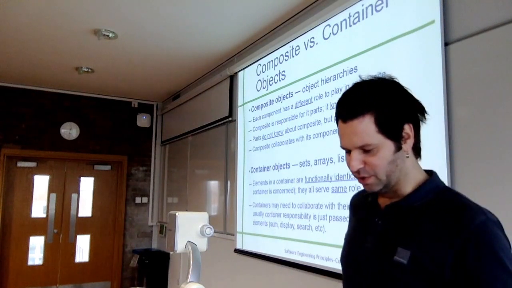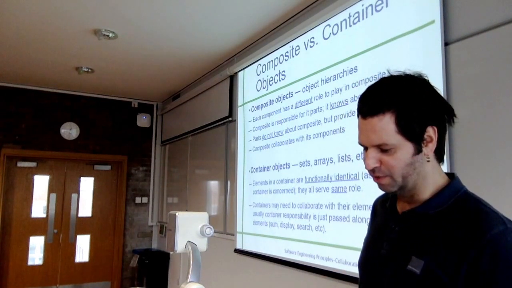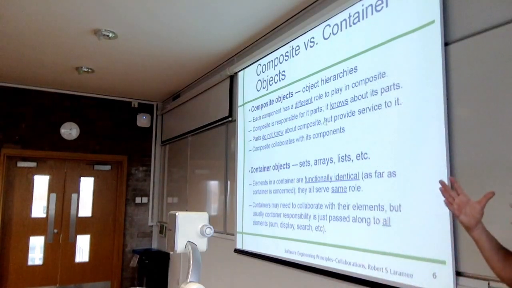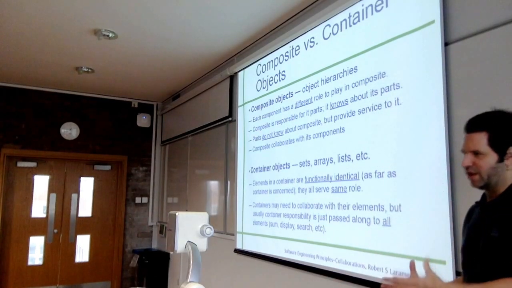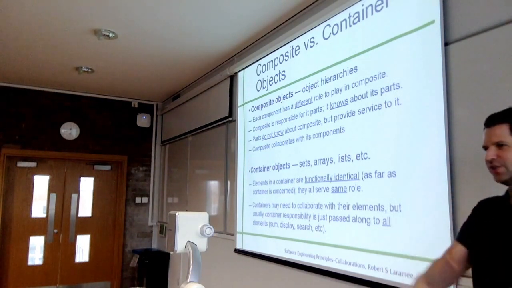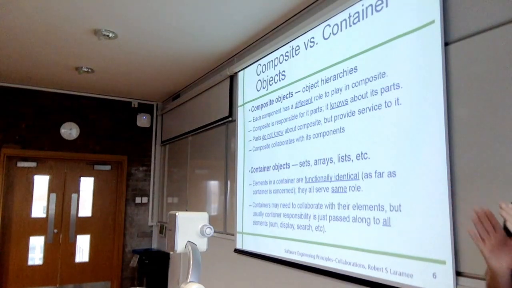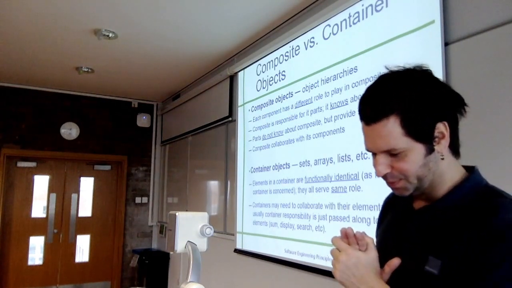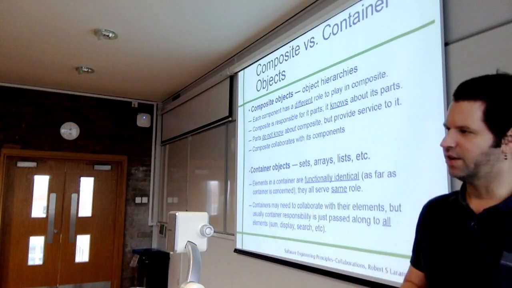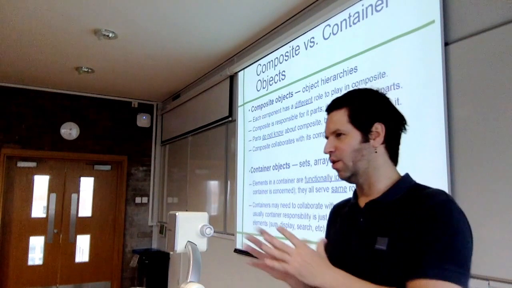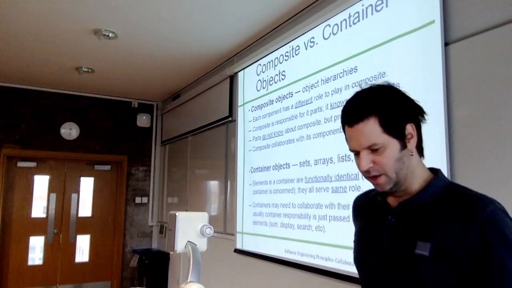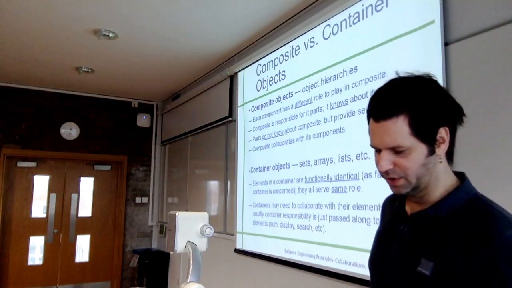A composite is responsible for its parts. It knows about its parts, but the parts don't know about the composite. So I can take the wheel from one car, theoretically, and put it onto another car. When we manufacture tires, they can go on different cars. So the cars have to know what tires fit on them. The tires don't need to know that because they don't know which car they're going to go on necessarily. Composites collaborate with their components.